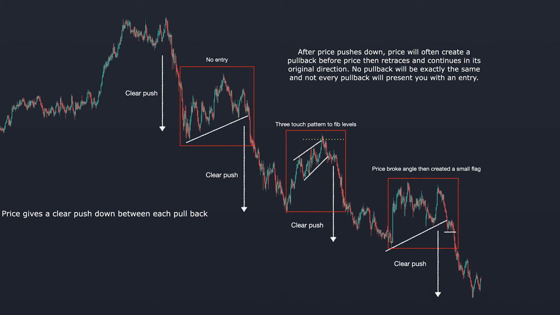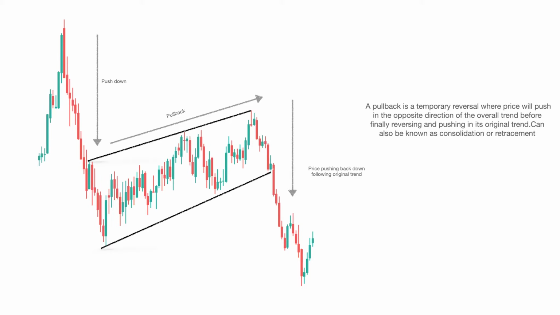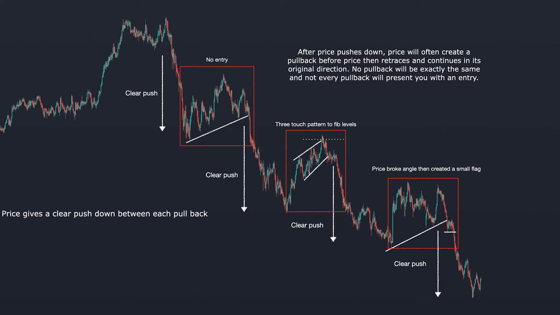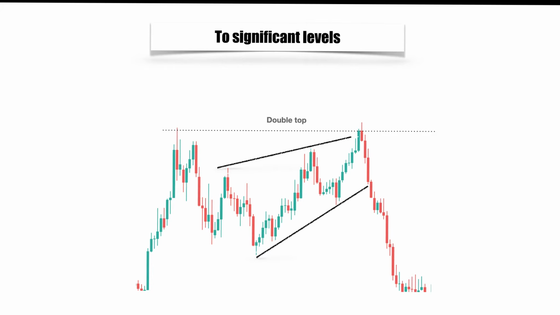Now, the reason you're doing this is because if you look at your charts, you're going to notice that price often pushes down and then there'll be a pullback of some kind before price then reverses and follows in its original trend. So these three touch patterns are just a variant of those pullbacks that give many entries and are very probable to play out. So the clear push just works as a confirmation, so you know it's very likely that that pattern is just a pullback.